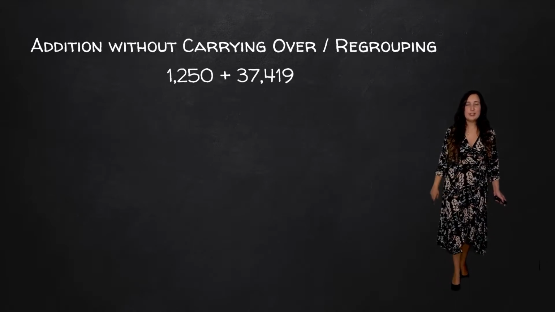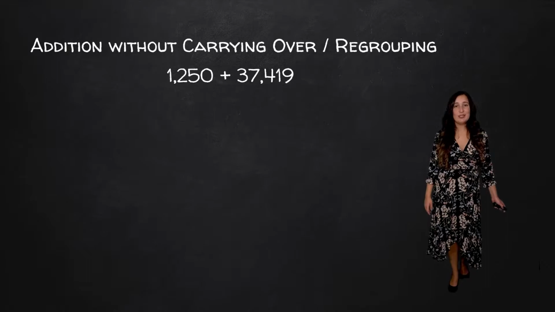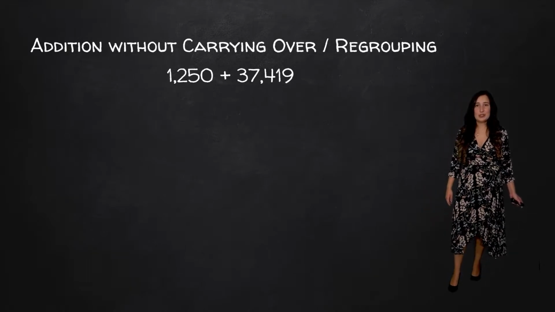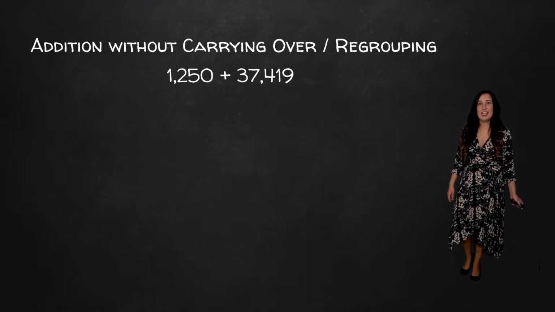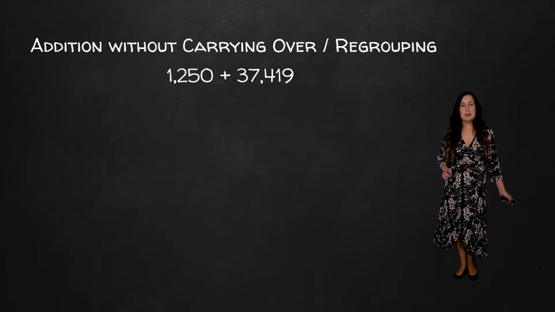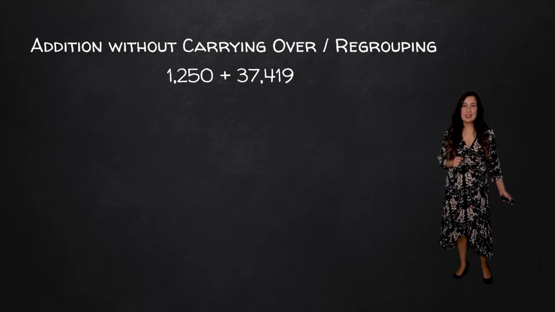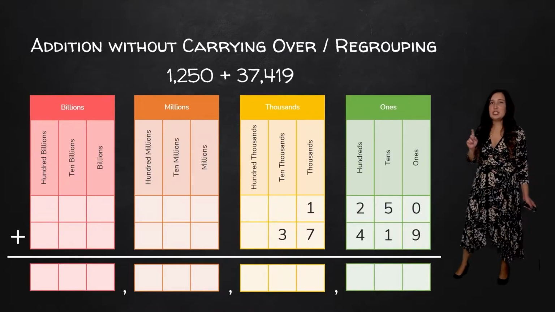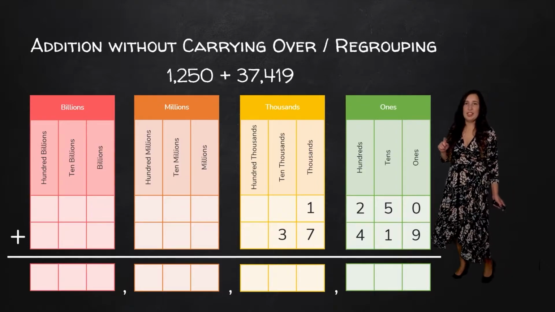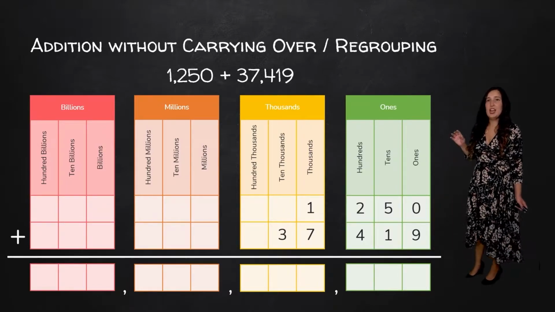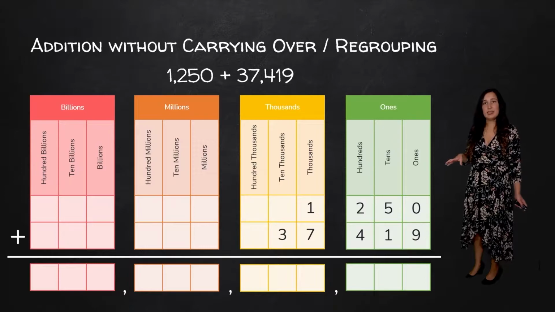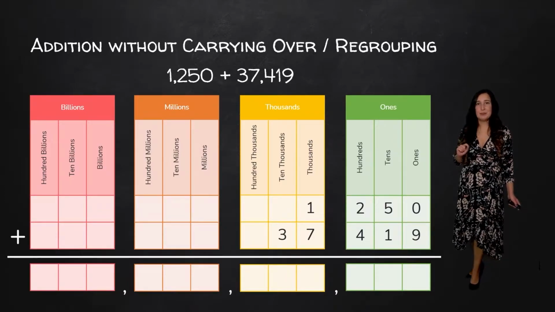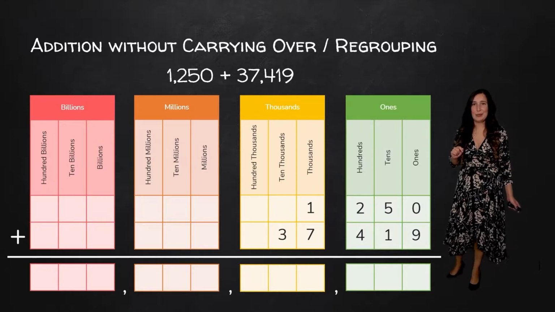So our first example is going to be 1,250 plus 37,419. All right, so when we're adding whole numbers, it's very important that we line up our place values. So I added our chart just to help us out a little bit. As you see here, our numbers are in the correct place value, and that makes it a little bit easier for us to add and make sure we don't make a mistake, okay?